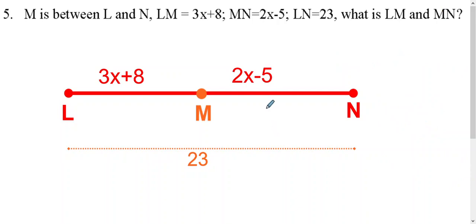Now I've drawn another picture here. I'm told that M is between L and N, so here I have M in the middle of them, or between them. I'm going to place my expressions. LM is 3x plus 8, and MN was 2x minus 5, and we're again told what the whole value is. In other words, this is the same type of problem that we just did. So we're going to add up our two portions. That's our first one, 3x plus 8 plus 2x minus 5, and it's all going to equal 23.